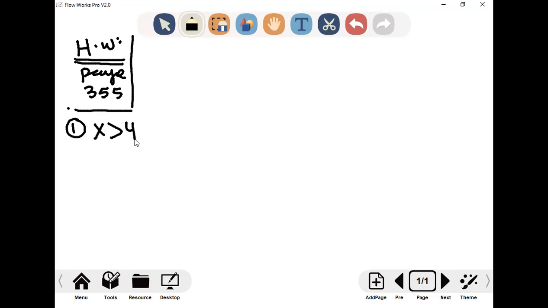Check your answers. X more than 4. We know how to graph, right? This is the 4. Open circle and to the right. Question 2.